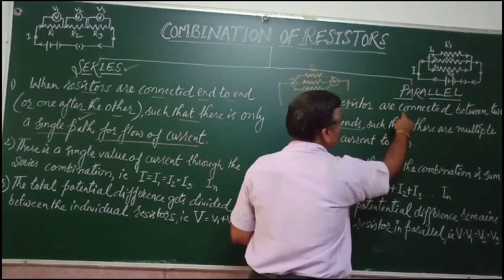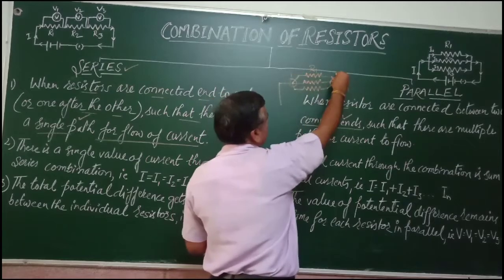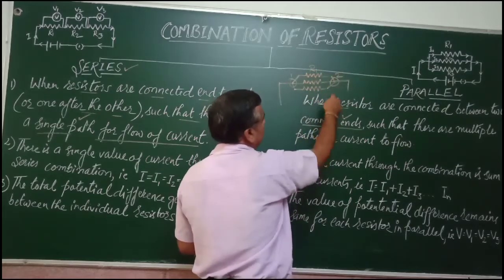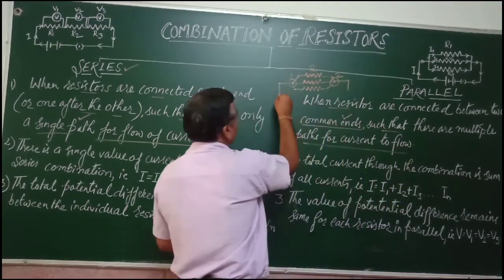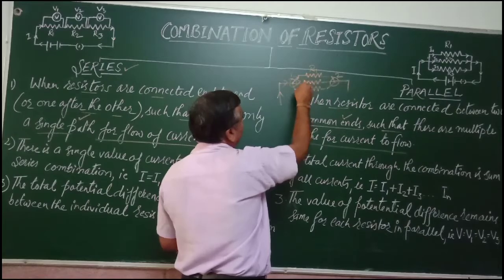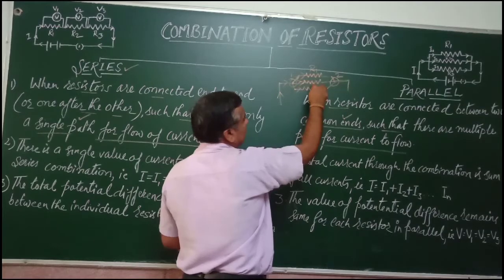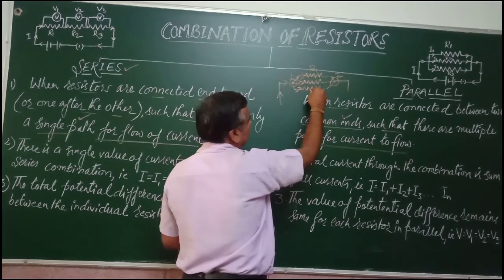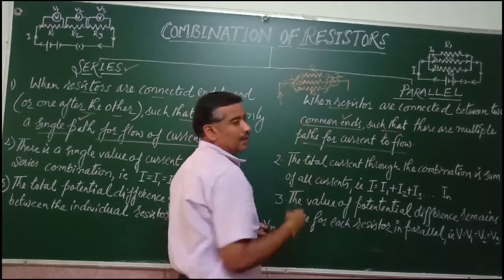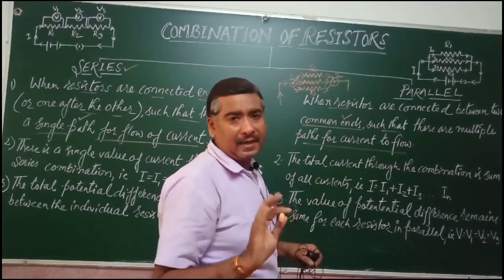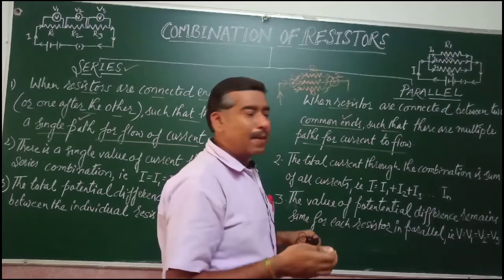So when the resistors are connected between two common ends, such that this is the first end and this is the second end, all the resistors are connected between these two common ends such that there are multiple paths for flow of current. Suppose current comes from here, it will get divided. It will flow in this resistor R1 from this path, in resistor R2 from this path, and in resistor R3 from this path. So in the parallel combination, there are multiple paths for flow of electric current. This is how we define series combination and parallel combination.